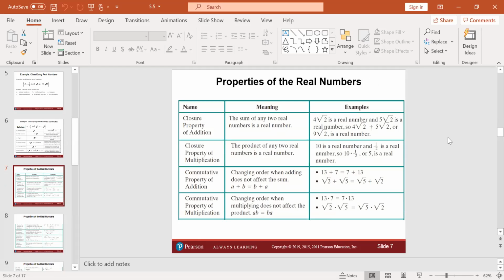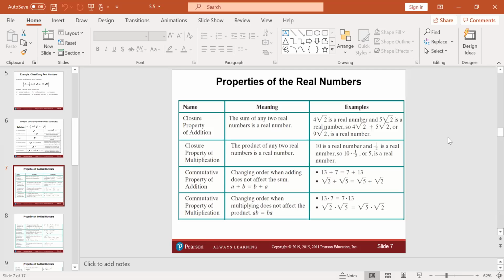We have a couple of different properties, a couple of different rules that are true about the real numbers, and they create a lot of interesting mathematical concepts that we should pay attention to. Some of the big ones, the closure property of addition simply says if I add any two real numbers, the result is a real number. That shouldn't be horribly surprising, but it is nice to know that that's true.